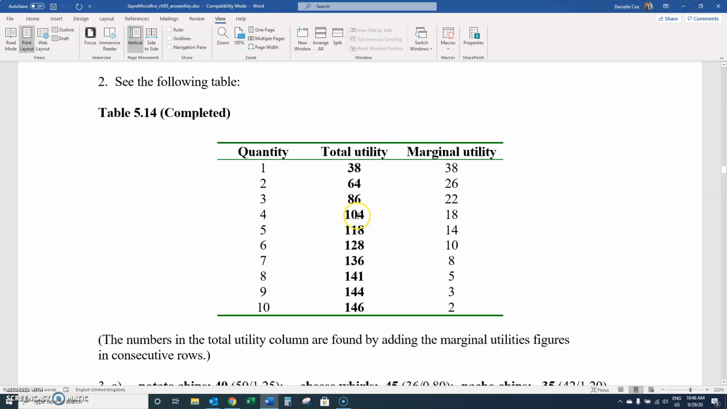Then for the fourth one, same thing. The 86 here, the total utility from the step before, already takes into account all 3 of these. So it would just be 86 plus the new marginal utility from number 4, which gives us 104. And we just keep going down like that and adding them on.